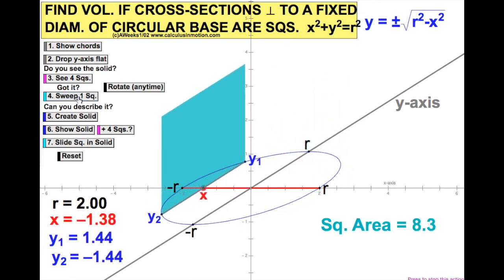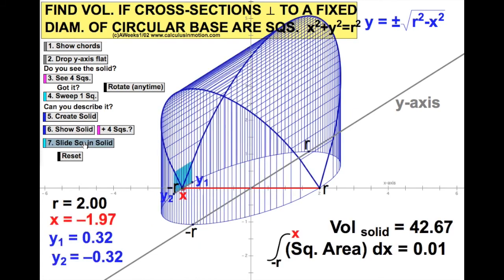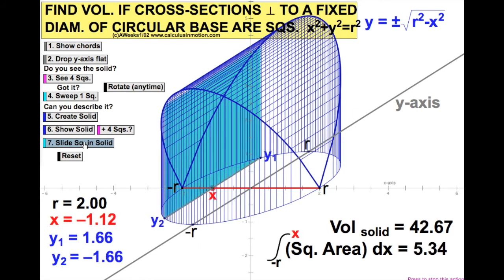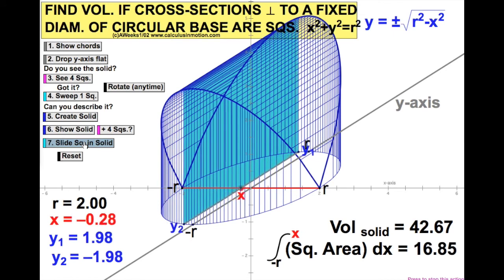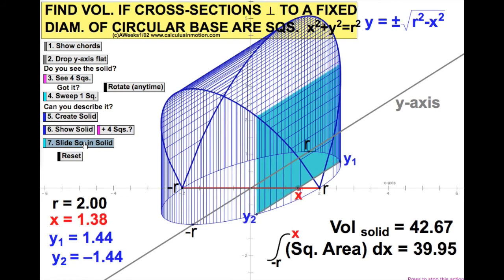So what does the solid look like? It looks like that. It's a neat shape. We can see how, when we go through all the values of x, the squares create that volume.